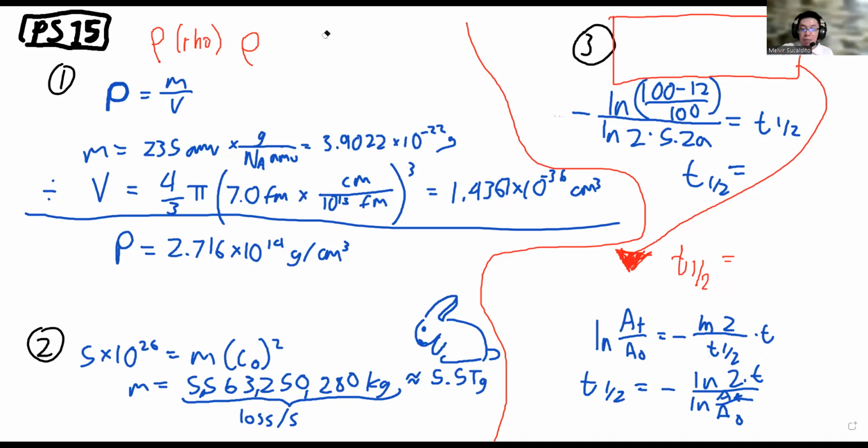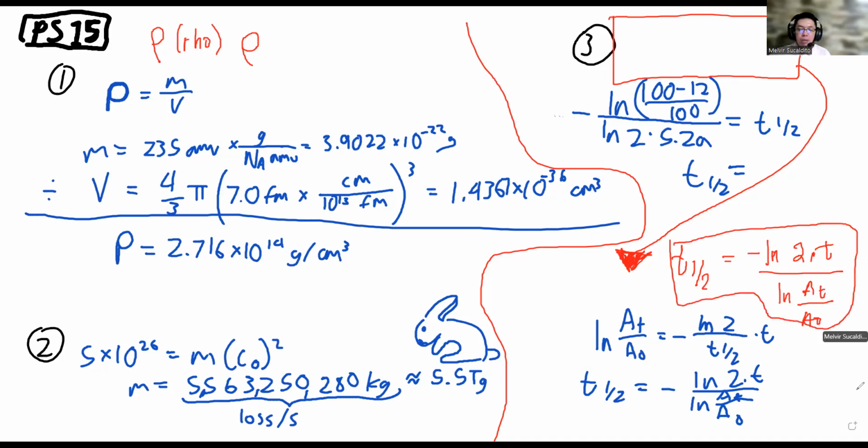Then now try to substitute the values. So meron ka ng negative ln 2 times t all over ln A_t over A0. Substitute mo na yung values mo. So this will be handy, no? For the next problems na may encounter natin.